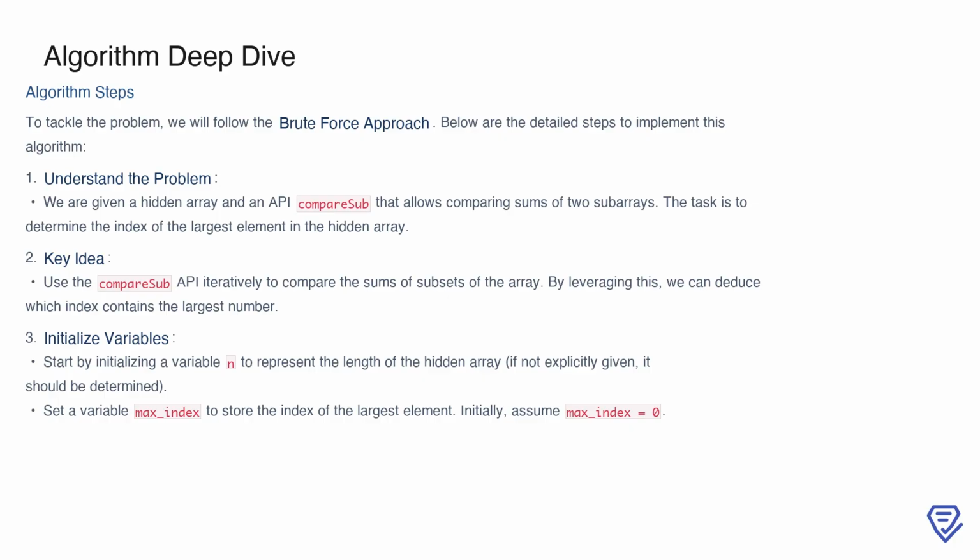Now, the key idea here is to use the CompareSub API iteratively. By carefully comparing the sums of subsets of the array, we can infer which index corresponds to the largest element. To begin, we initialize a variable n to represent the length of the hidden array. If the length isn't explicitly provided, we will need to determine it. Additionally, we set a variable max_index to track the index of the largest element. Initially, we assume max_index is 0, meaning the first element is the largest until proven otherwise.